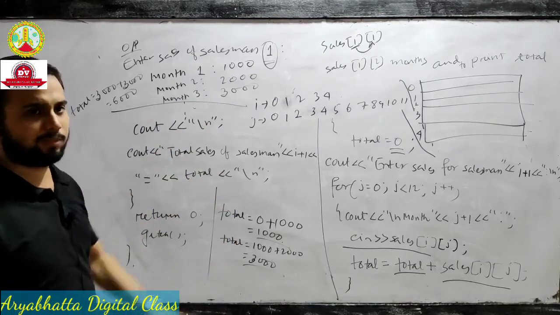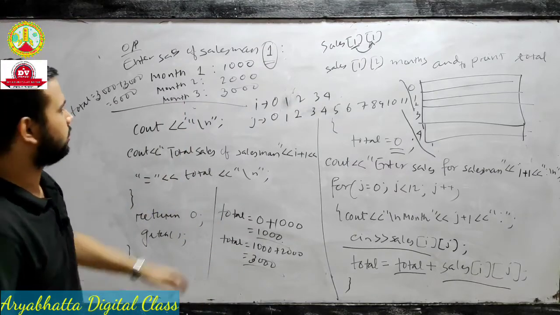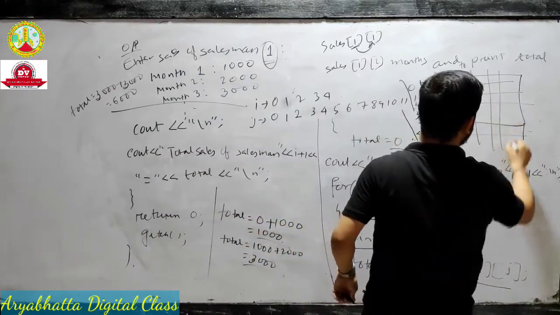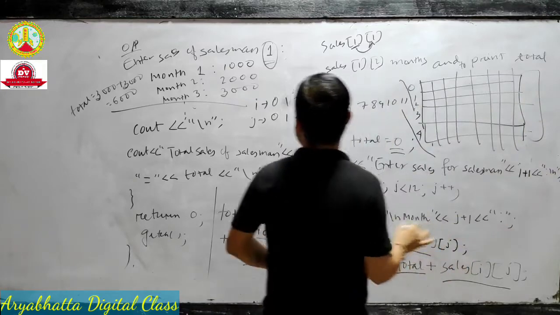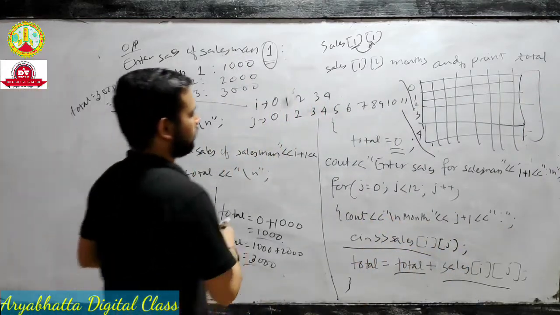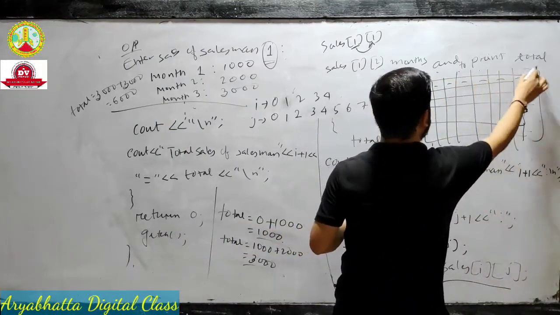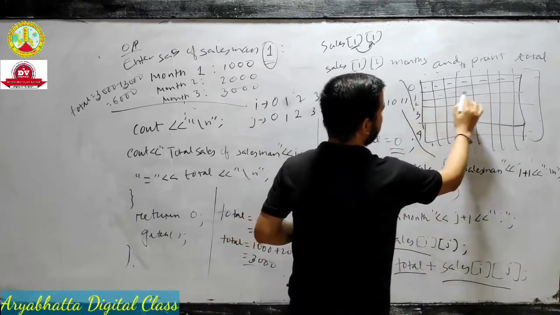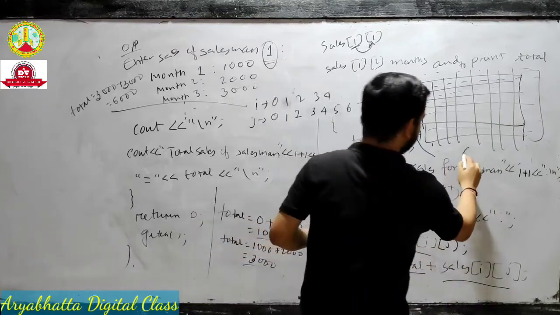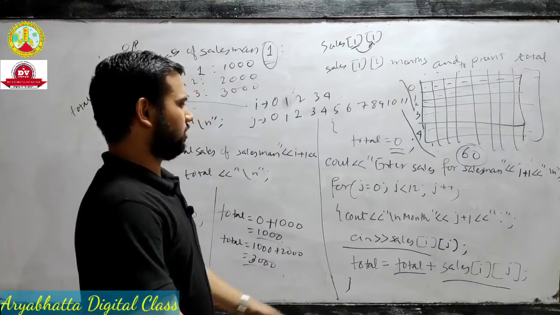Actually, in the book, 5 salesmen for 12 months means 60 elements. You have to put 60 elements. Here we have 12 columns for 12 months. The first salesman's 12 elements come for month 1, month 2, month 3, month 4 and like that. For the second salesman 12 come, third salesman 12, fourth 12, fifth 12, up to 60 elements we have to put. This is very big data.